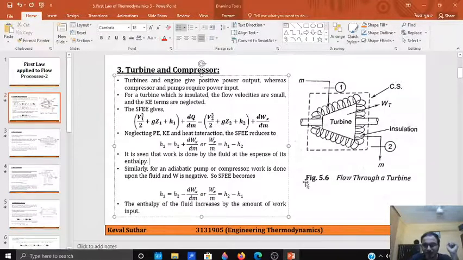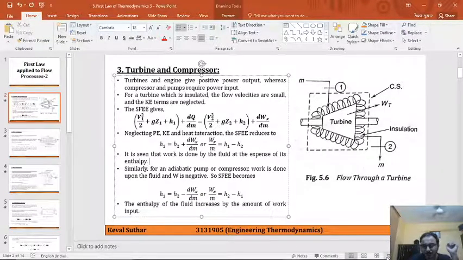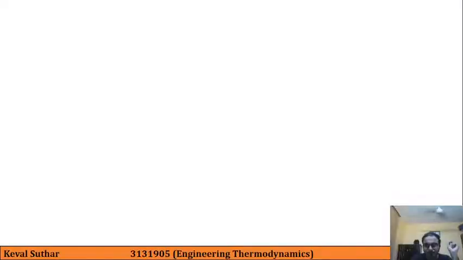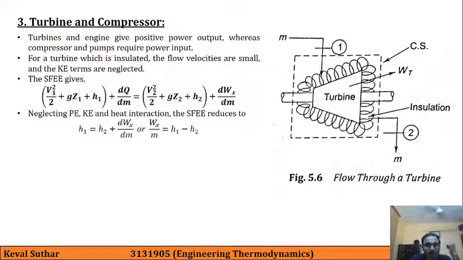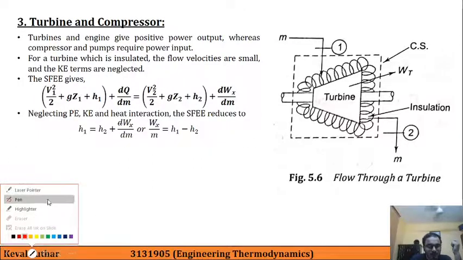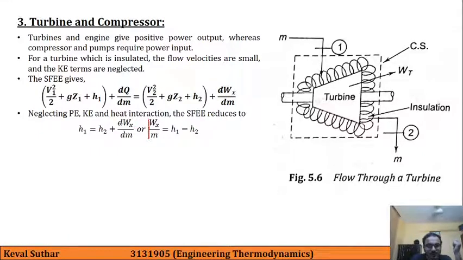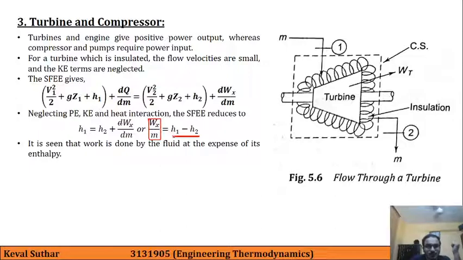Now this looks okay. And once we take the full form, that is, instead of differentiation we take the total work output, then we can write it this way, which is equal to H1 minus H2. And then it is seen that the work is done by the fluid at the expense of its enthalpy.